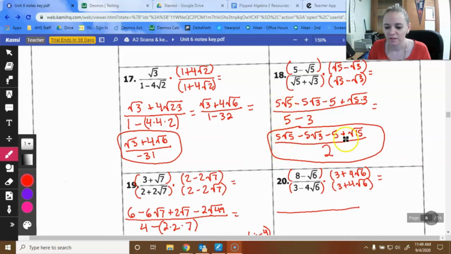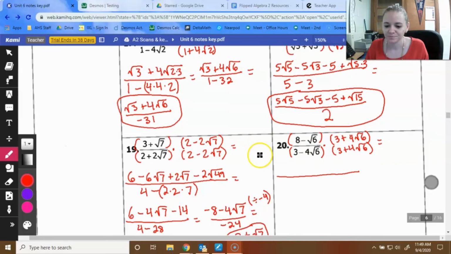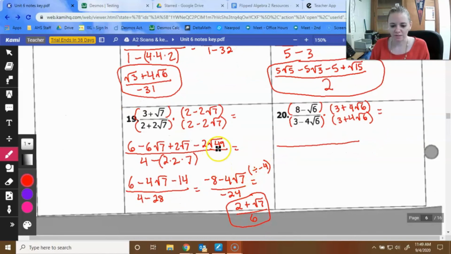18, and the numerator could be arranged differently as long as you have each term with the correct plus or minus in front of it. 5 radical 5 minus 5 radical 3 minus 5 plus radical 15. None of these can be combined because they're all different square roots, and all that divided by 2. Number 19, here's the work for this as well.